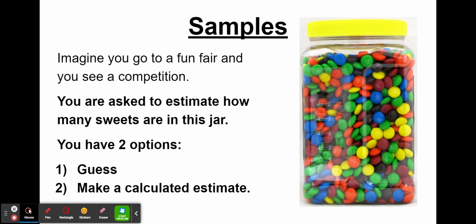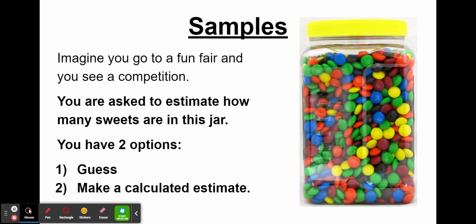Now, this would be an example of when you could use sampling. So imagine you go to a fun fair, you see this jar as a competition, and you're asked to estimate how many sweets are in the jar. Now, you have two options. First option, guess. Make a wild guess, might be hundreds, some people might even go into thousands, but you would be taking a wild guess at how many sweets are in that jar.